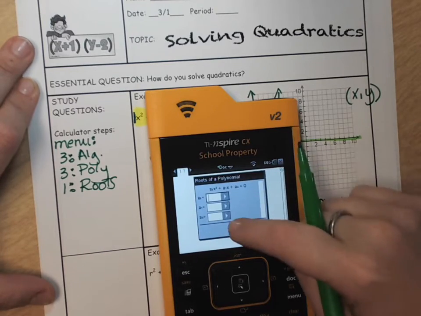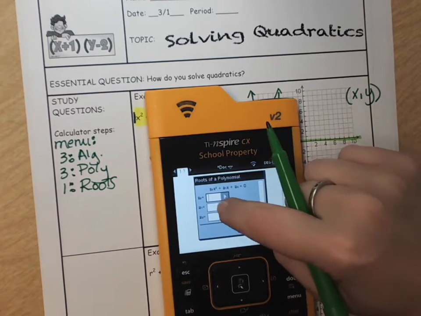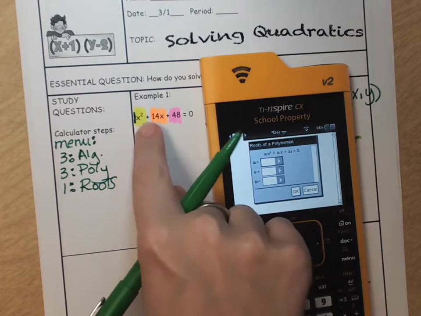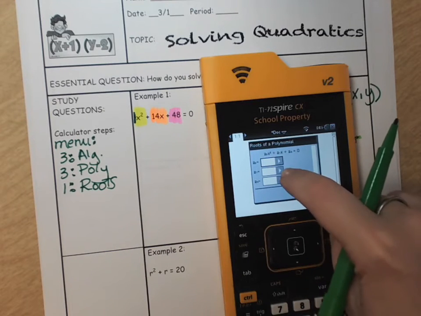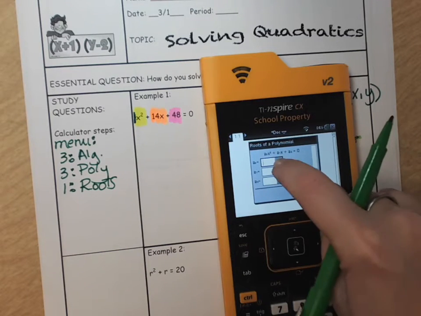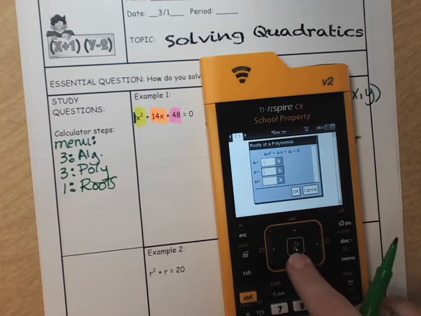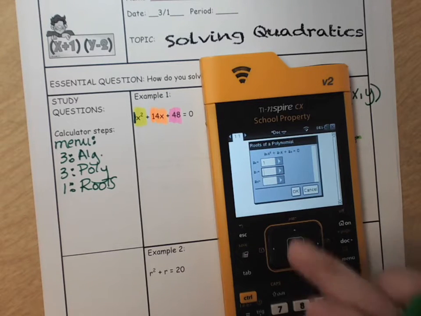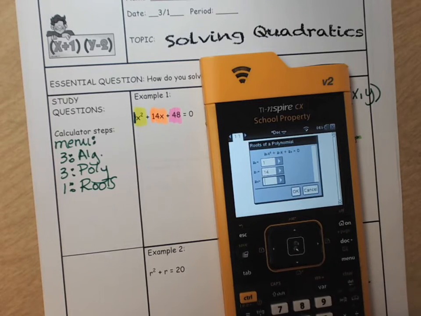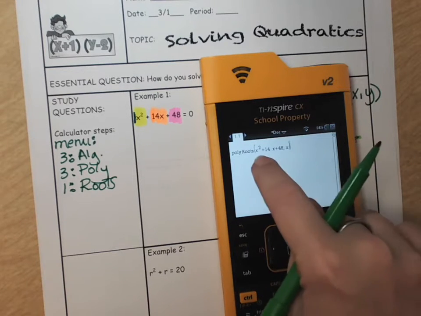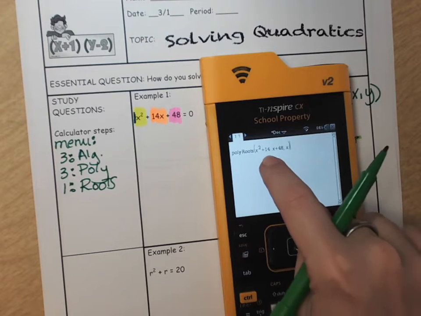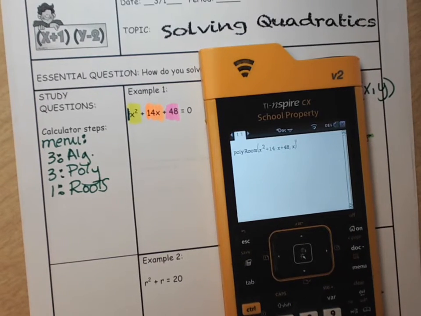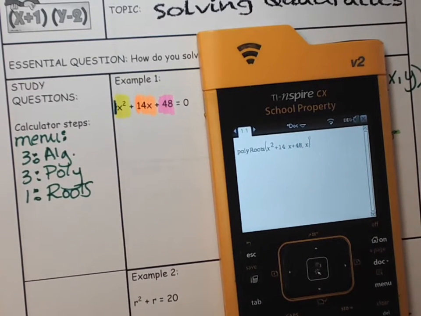It's going to have it in this form here. These blanks go with the highlighted items I have here. This is your A, this is your B, this is your C. So in that first one, because it's x squared, you're going to put a 1. And the second one, you're going to put a 14. And then the third one, you're going to put a 48. Notice in the parentheses, it types it like it should look. If it doesn't look like what's on the paper, you know you made a mistake. And you're going to put your enter.